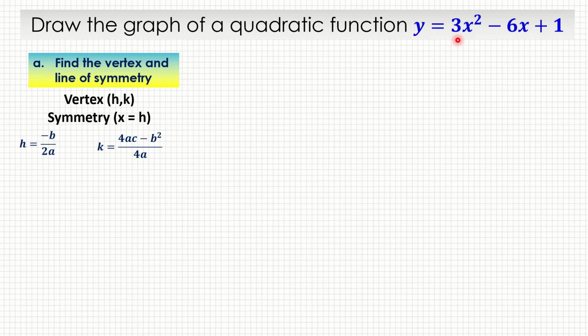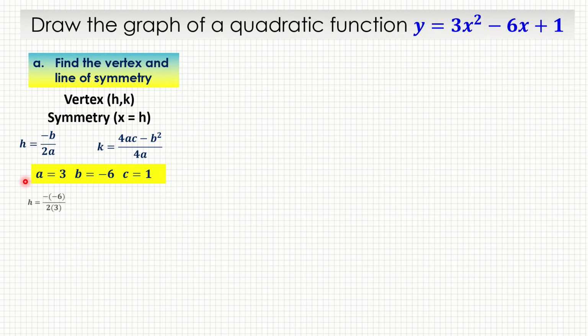For our a, it is equal to positive 3. For our b, it is equal to negative 6. And for our c, it is equal to positive 1. So these will be the values of a, b, and c. Substitute them into our formulas.